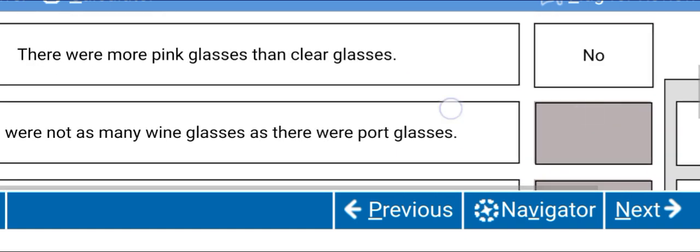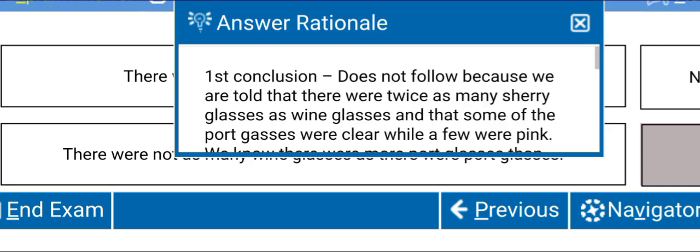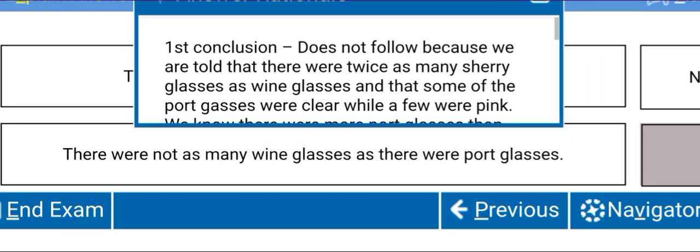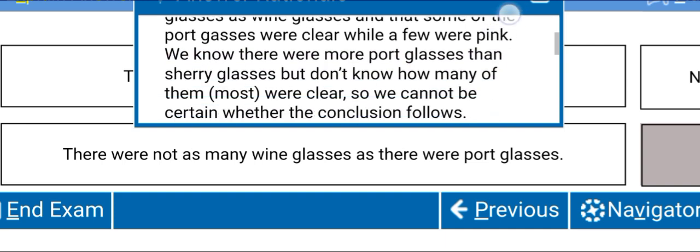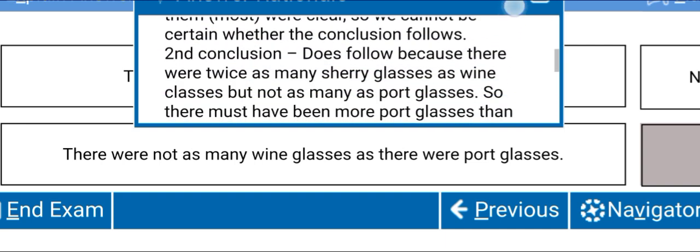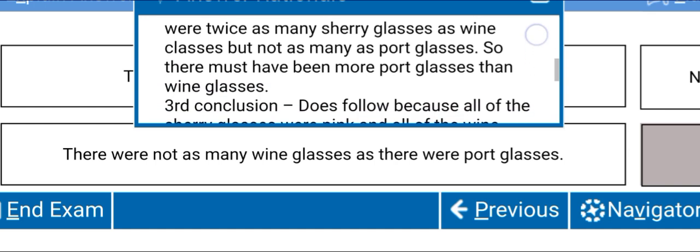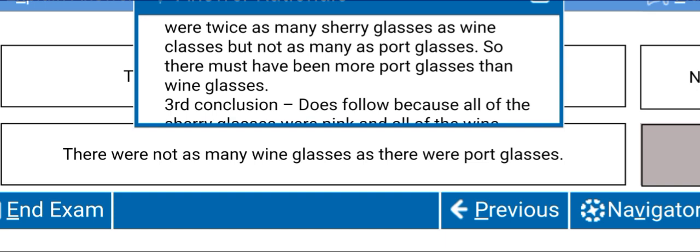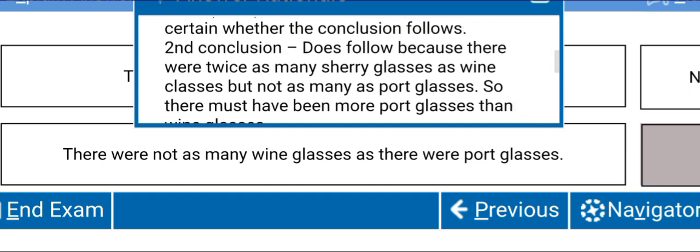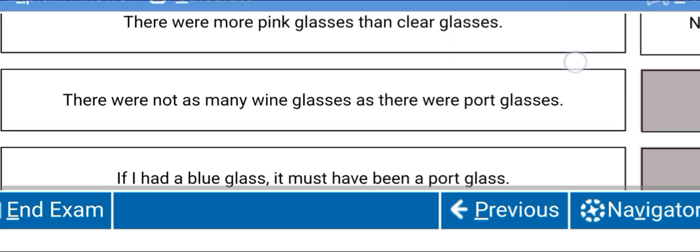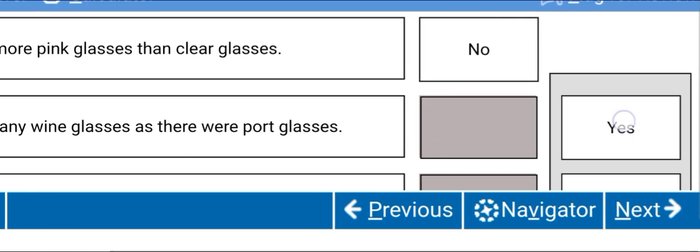in the first conclusion. And next we have that there were not as many wine glasses as there were port glasses. And this conclusion does follow because there were twice as many sherry glasses as wine glasses, but not as many as port glasses. So there must have been more port glasses than wine glasses. So it means the second conclusion does follow, and that's why we will drag a yes and drop it here.